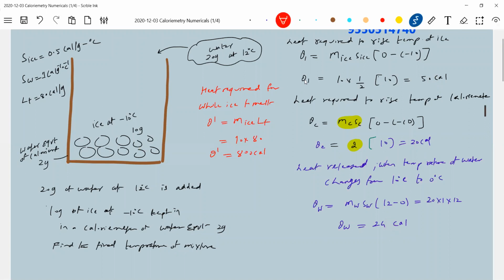So will all the ice melt? The answer is no. For all ice to melt, how much heat is needed? 800 calories are needed. But how much heat is available now? Only, if from 240 you remove 70, 170 is left. That 170 calories of heat is utilized to melt the ice.